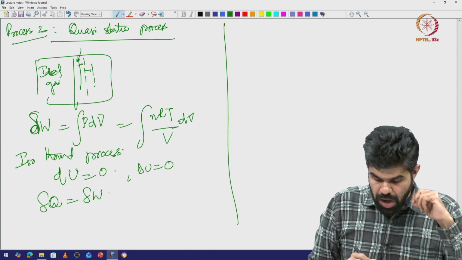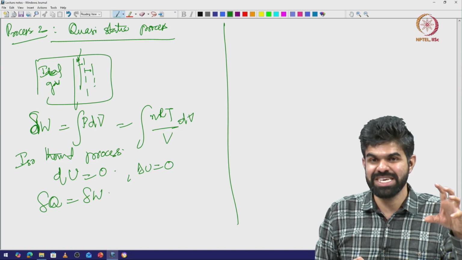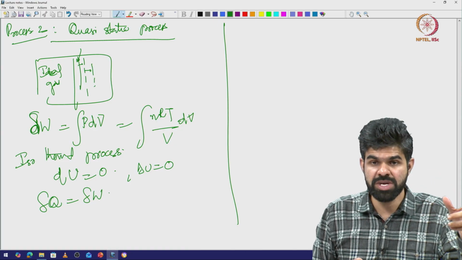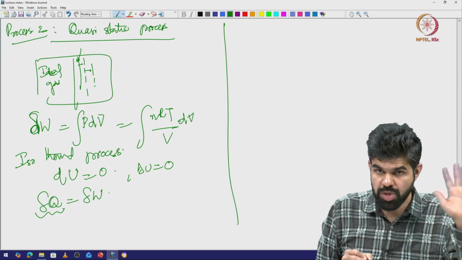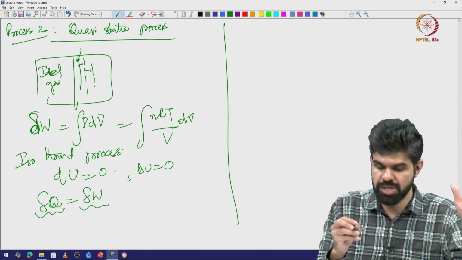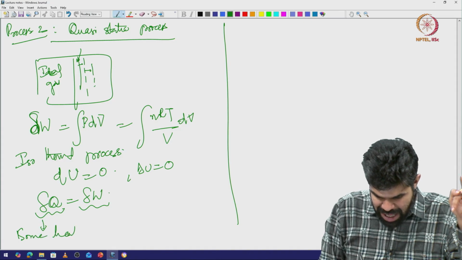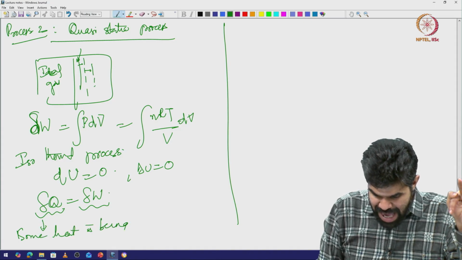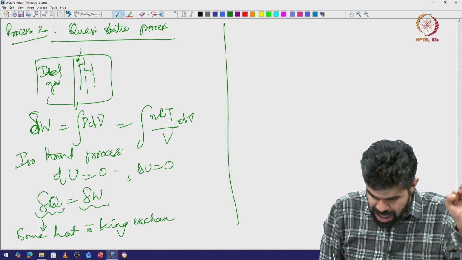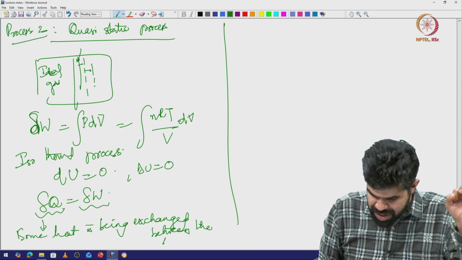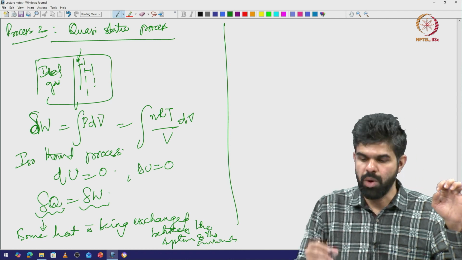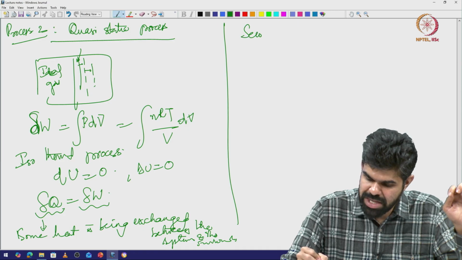So, there is some heat that the system is giving to the surrounding. Delta Q is non-zero, it is the same as the work done, but it is non-zero. So, some heat is being exchanged between the system and the surrounding.